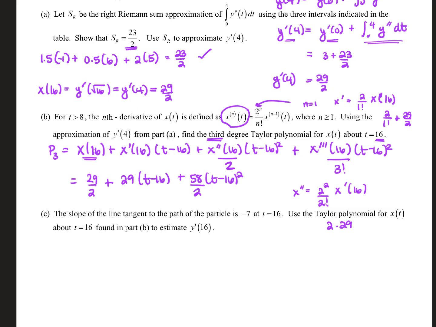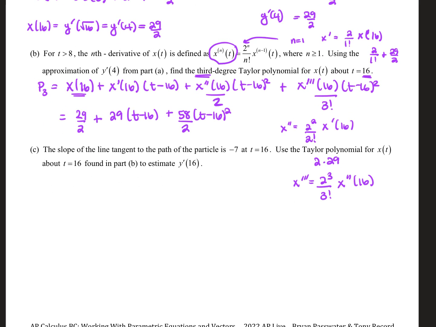And we do the same thing for the third derivative. So the third derivative is going to be 2 cubed over 3 factorial. The second derivative at 16 is 58 halves. So you're going to have 8 divided by 6, and 58 halves. And then still you're going to have that 1 over 3 factorial out in front. So this is going to work out to be plus the third derivative, which is 232 over 3, t minus 16 cubed over 3 factorial.